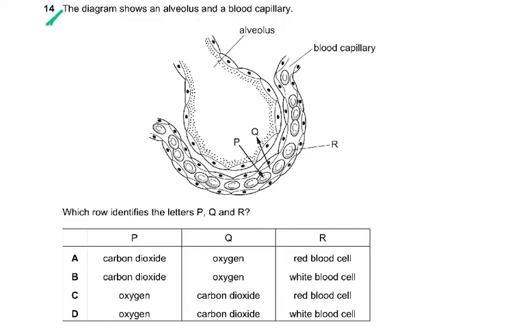Question number 14. The diagram shows an alveolus and a blood capillary. They've asked you to identify the letters P, Q, and R. P, something is moving in. Q, something is moving out of the blood. P is an arrow showing from the alveolus into the red blood cell, so that has to be oxygen. Q has to be carbon dioxide, and R is a red blood cell. It cannot be a white blood cell. It's a very simple thing. The answer is C. P is oxygen, Q is carbon dioxide, and R is a red blood cell. That would be a really big mistake if somebody thought that was a white blood cell.